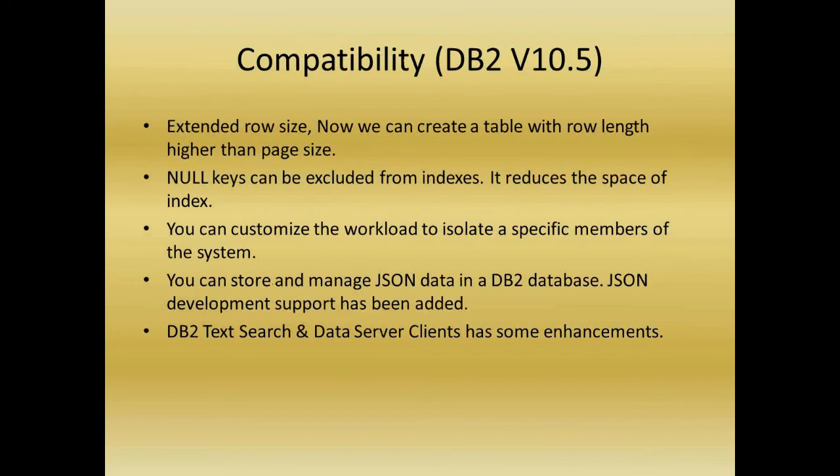And compatibility: the row size can be extended in 10.5. Now you can create a table with a row length higher than the page size. Index null keys can be excluded, which will release a lot of space. You can customize your own workload to isolate a specific member of the system. Even JSON development has been added in 10.5, and it can store and manage JSON data in DB2. There are a few other enhancements in DB2 Text Search and data server clients as well.